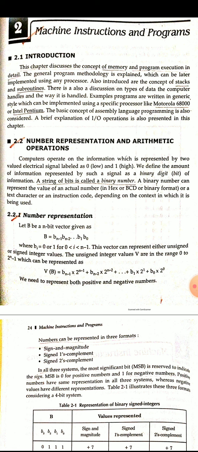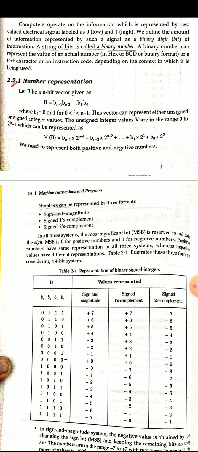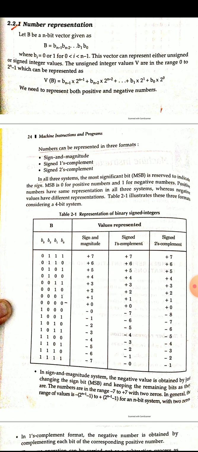A binary number can represent the value of an actual number in hexadecimal, BCD and binary format. It can be any type of binary, BCD or hexadecimal code, a text character, or an instruction code, depending on the context in which it is used. Next is number representation. How do we represent a number?